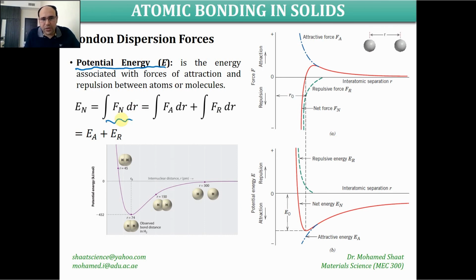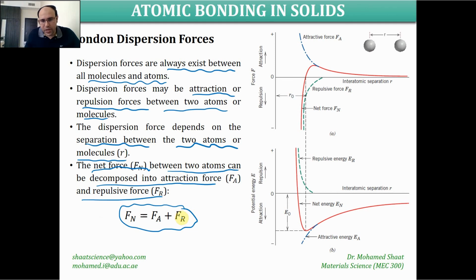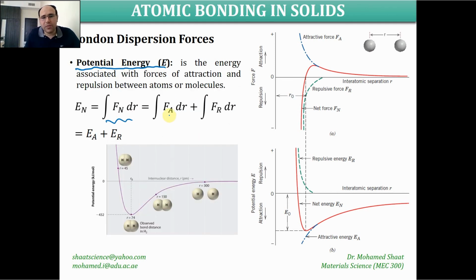Any energy can be calculated from the force if you integrate the force over the distance, and this gives us energy. This is what we know from physics or mathematics. So the integration of the net force over dr, where dr stands for the change in the distance between the two molecules. If we substitute with this relation, Fa plus Fr, where A stands for attraction and R stands for repulsion, this gives us the integration of Fa dr plus the integration of Fr dr. This gives us one term, which is the attraction energy, and another term, which is the repulsive energy.